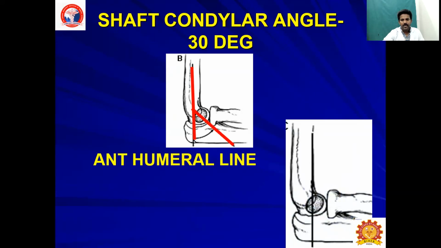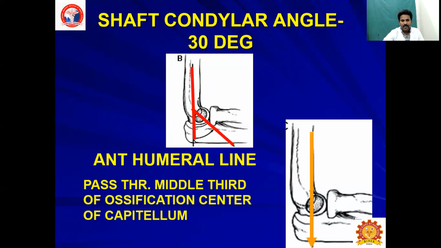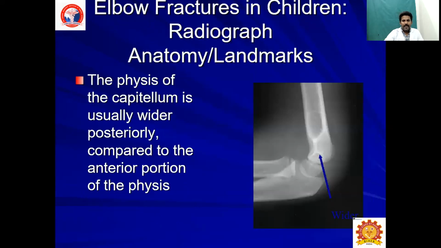Yeah, this anterior humeral line, as we discussed before, passes through the middle third of the ossification center of the capitulum. Elbow fractures in children, radiological anatomy. Why are we saying radiological assessment? Because radiology plays a very important role in assessing whether the fracture is present or not.